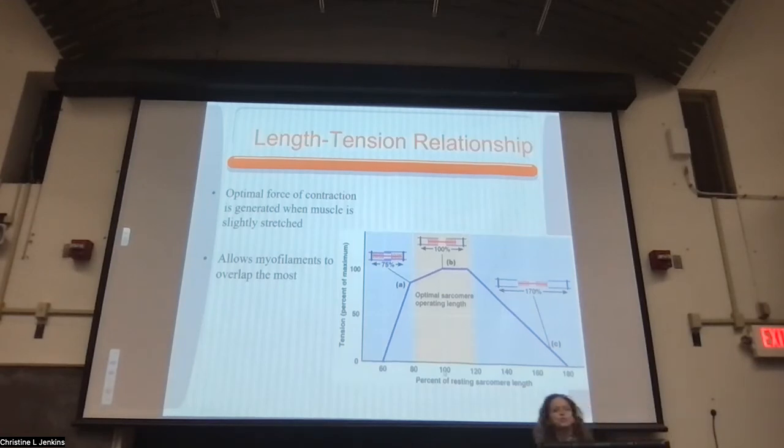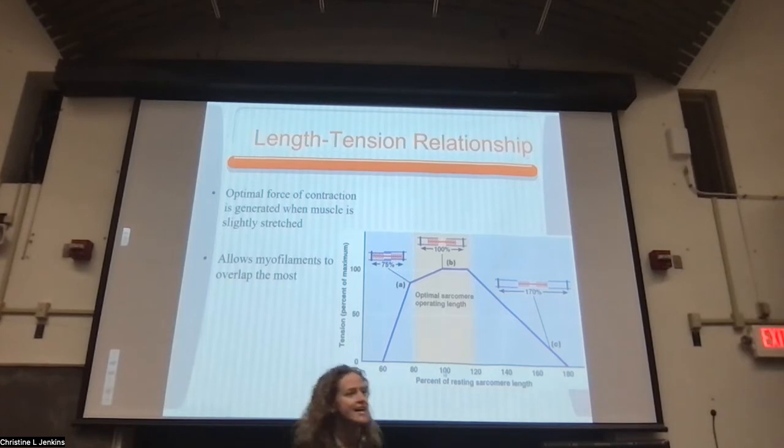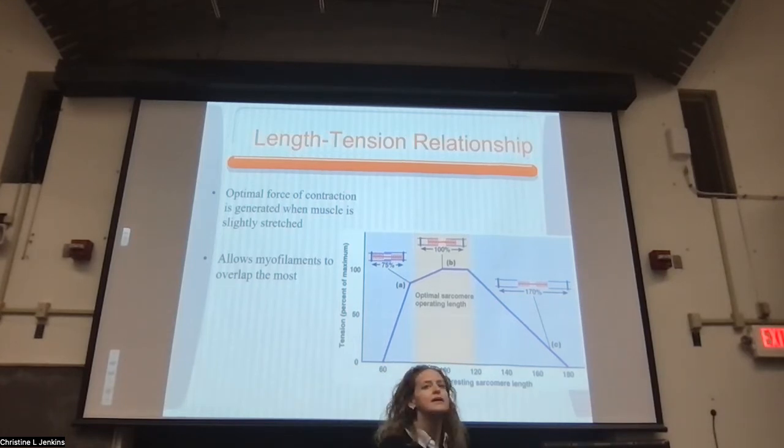Again, I'm just throwing at you some tidbits here and there. This is going to make sense when I explain it to you very simply. The length tension relationship. If I was to look at my biceps brachii, at what range of motion can my biceps brachii contract with the most force? Could you lift the most weight when you're fully extended? Could you lift the most weight in mid-range? Or could you lift the most weight from here to here?